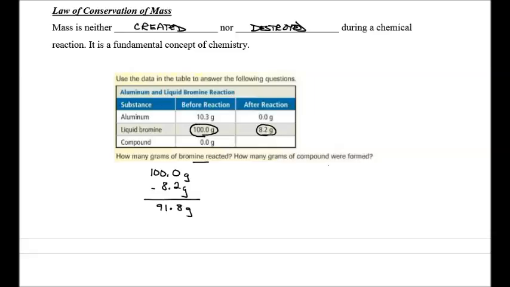The next question is a little tougher. How many grams of compound were formed? We have to know how many grams of reactant react. So 10.3 grams of aluminum reacted, 91.8 grams of bromine reacted, for a total of 102.1 grams. If 102.1 grams reacted, then 102.1 grams of product have to form.